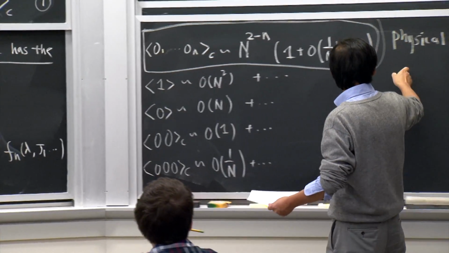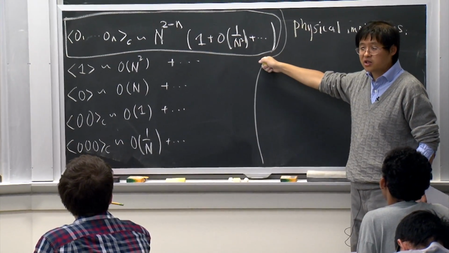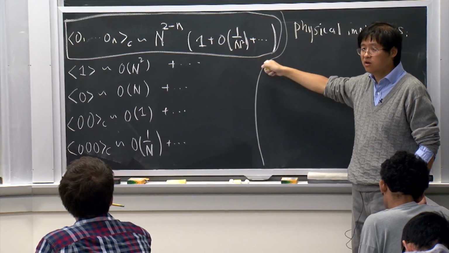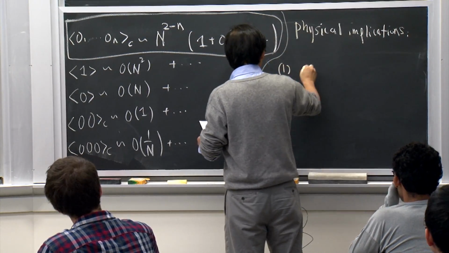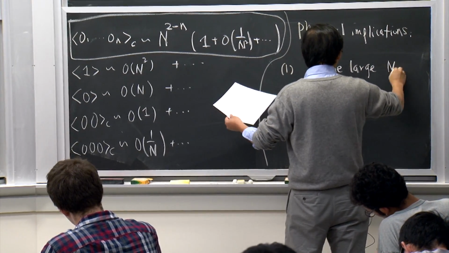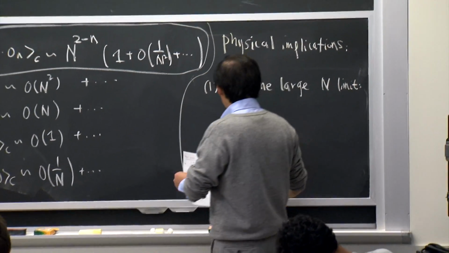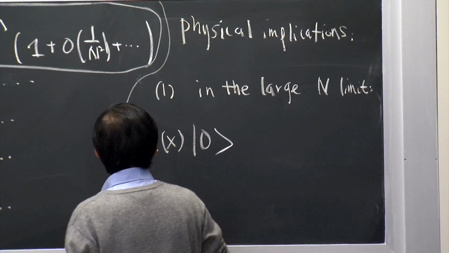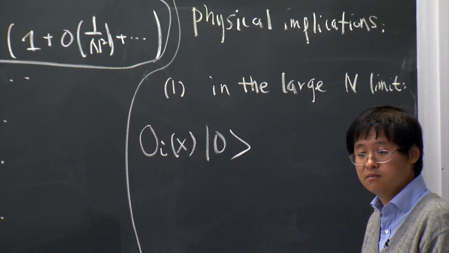Okay, let's talk about physical implications of this. It turns out this seemingly naive behavior actually has a very simple physical picture behind it. First, in the large n limit, let's just look at the leading order behavior. Consider the state of O_I acting on the vacuum, some single trace operator acting on the vacuum.